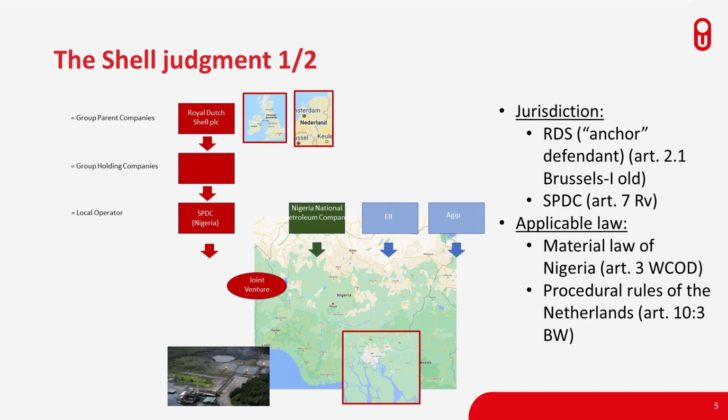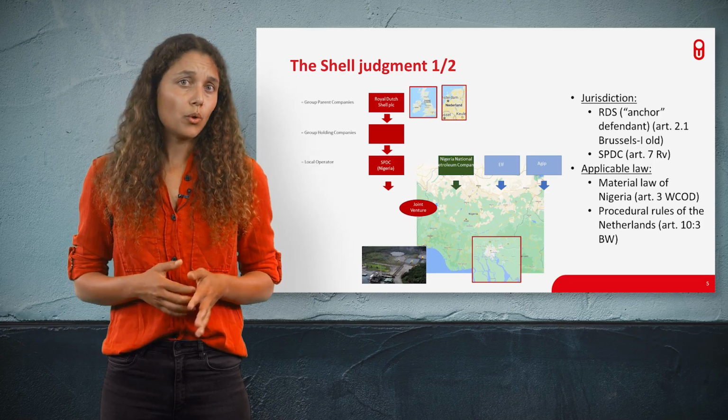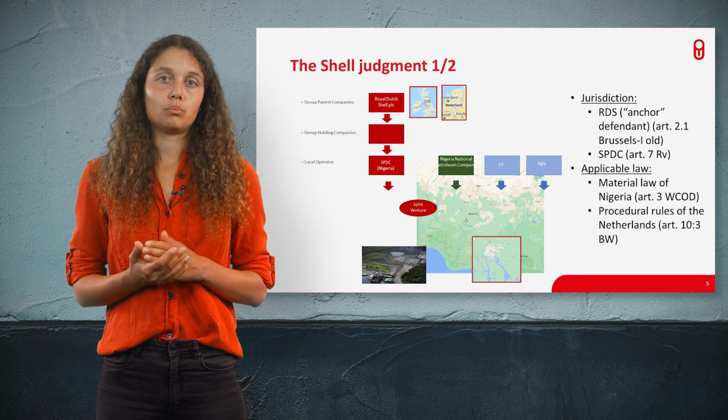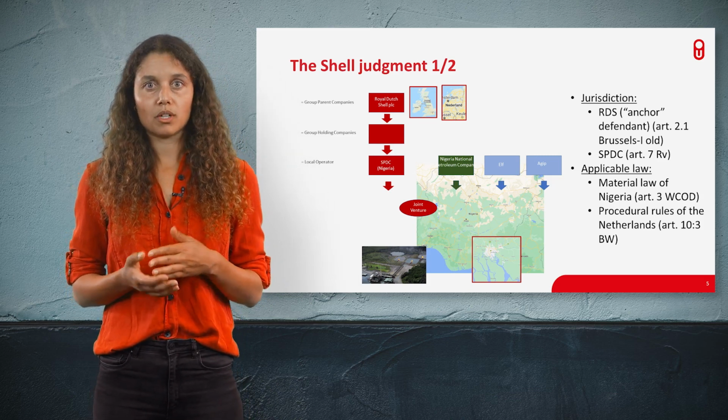And reports show how important human rights like the right to food and health and a healthy environment are violated because of that. So the case against Shell, first initiated in 2008 in the Netherlands, concerns claims for damages and remediation, both against SPDC, the Nigerian entity, as well as against the parent company, Royal Dutch Shell plc, which I will refer to as RDS. Older but very similar rules to Brussels I recast and Rome II were applicable.